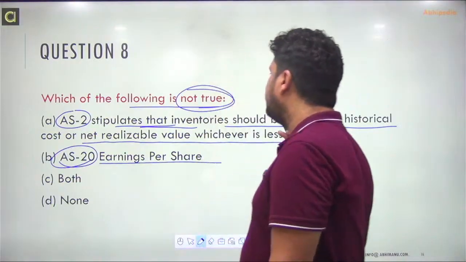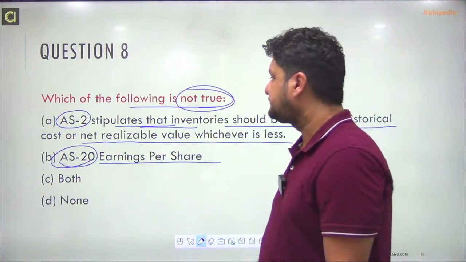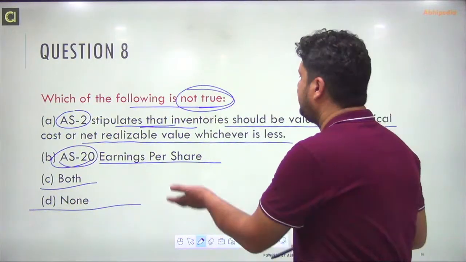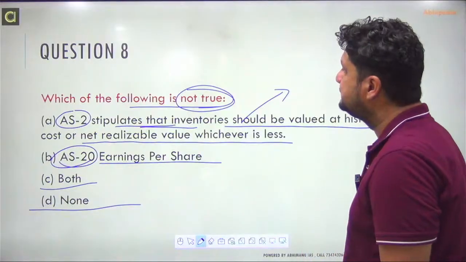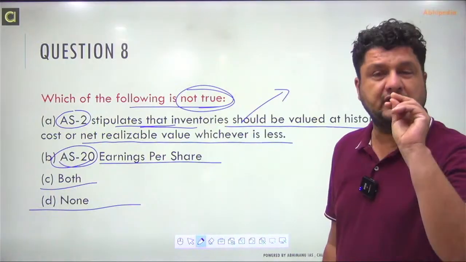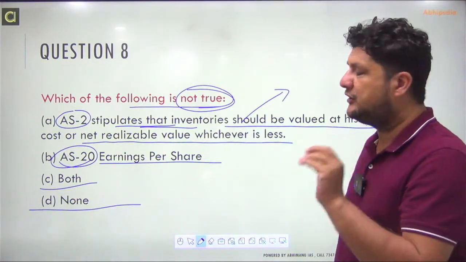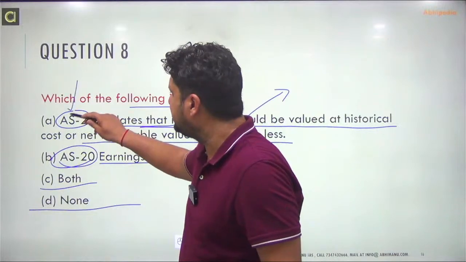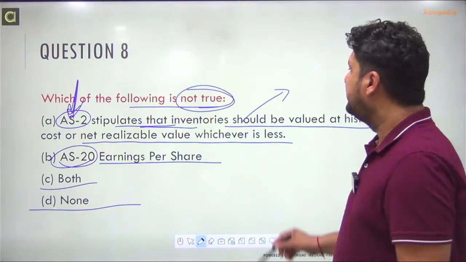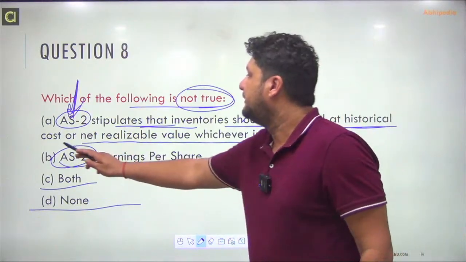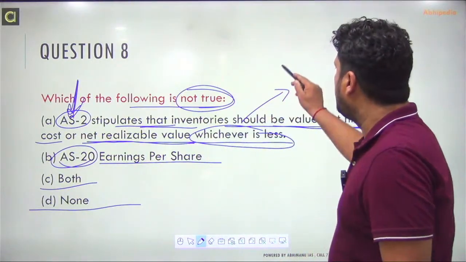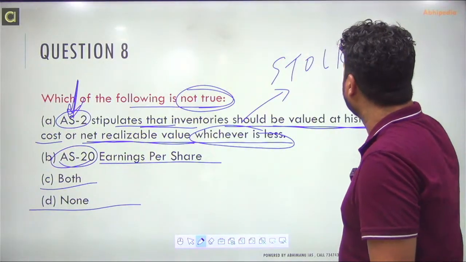Accounting Standard 20 is related to earning per share. Both or none. So first, we see this statement is very much true. Whatever are the conditions related to inventory, they are always defined in this accounting standard 2. And this statement is very much right. Historical cost or net realizable value, whichever is less, you always record your stock.